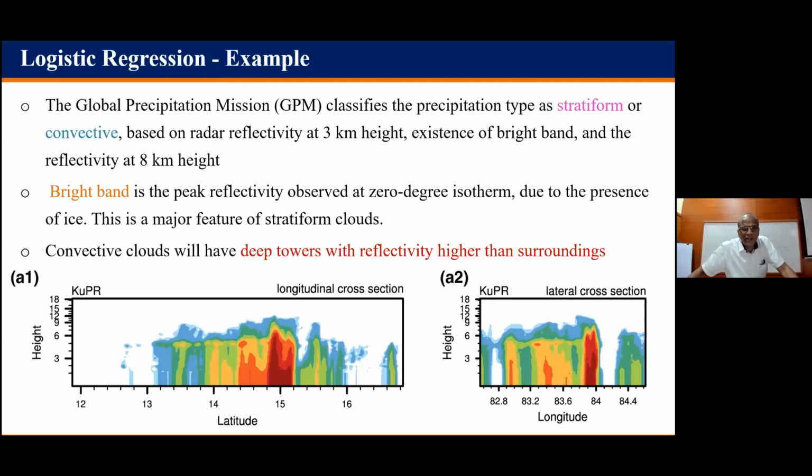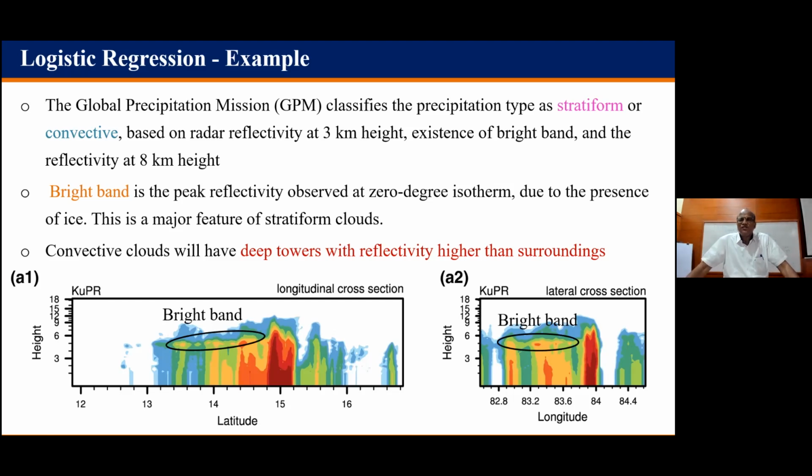Now you can see the left picture. There is something at 3 to 4 kilometers. So that is a bright band, which has been indicated. Now, to the right of that, there is a larger, higher tower with thick clouds with red color. So they are the convective rain.